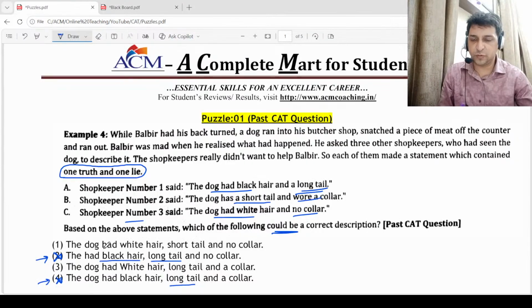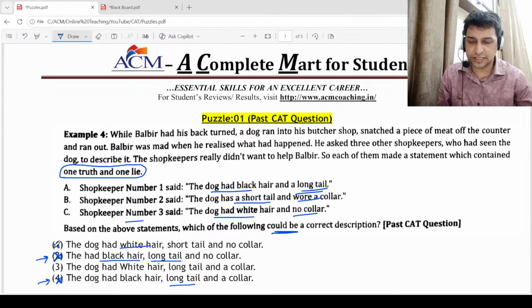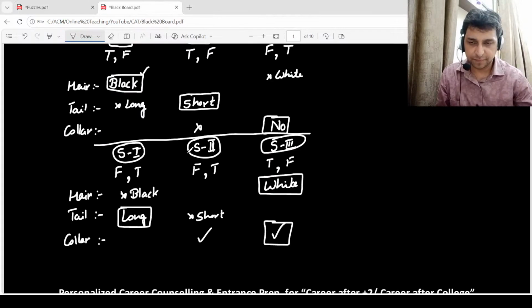Now let's talk about the white one. The white hair, short tail, no, he has a long tail. So white hair, long tail, and a collar. That makes absolute sense. The answer is going to be option number three.